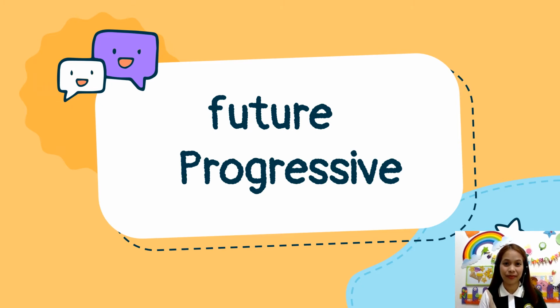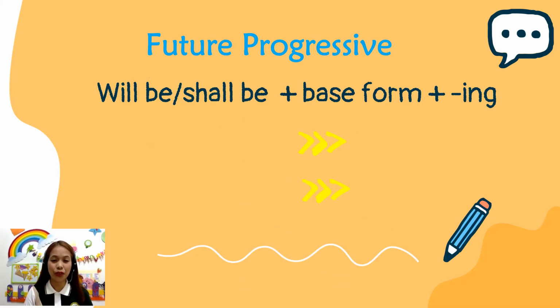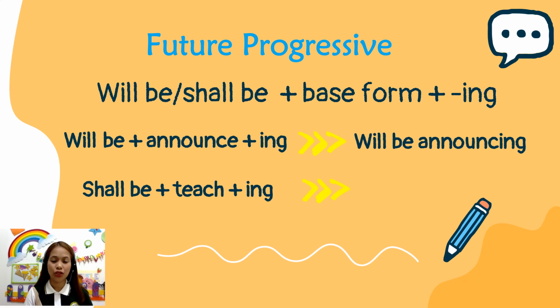Future progressive. This tense can be used for an ongoing action in the future. Okay? Okay, let's go to future progressive. Future progressive tense is formed by following these rules. Will be, or shall be, base form plus ing. Example, will be announce plus ing, will be announcing. Shall be teach plus ing, shall be teaching. Okay?